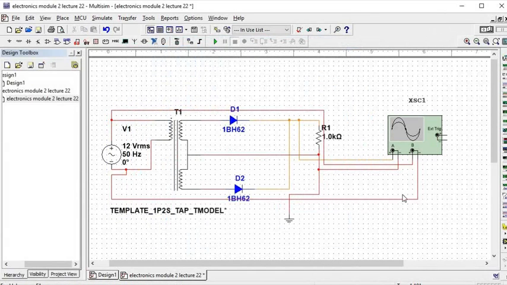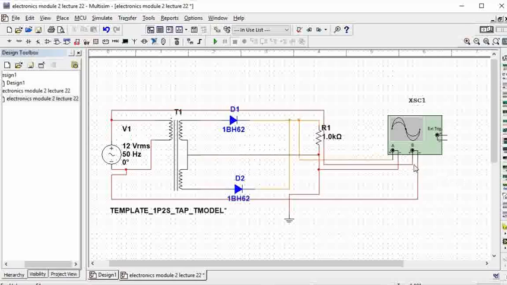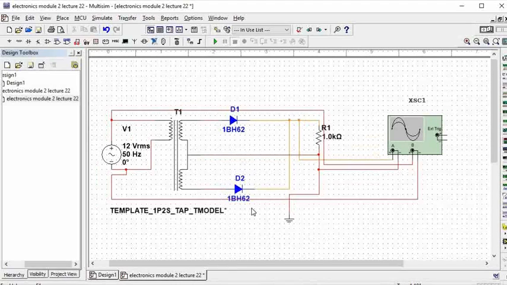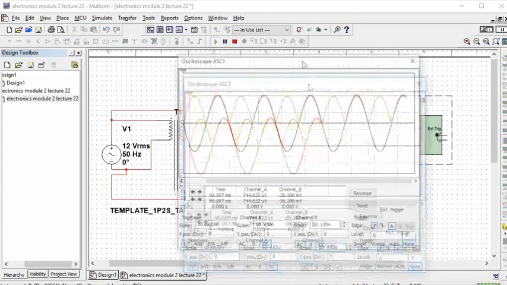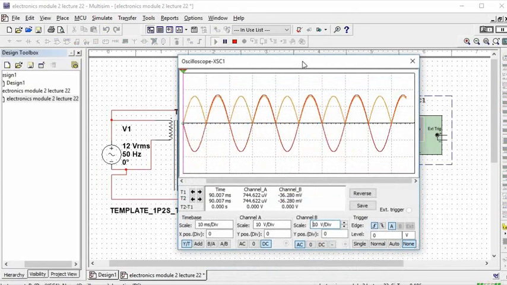So let's play that. We have at terminal A the output across the resistor R1, and we have at terminal B the input signal V1. Here you can see that the orange graph is the rectified output and its amplitude is slightly less than the input signal, which is in red. This is exactly the output we have in our lecture.